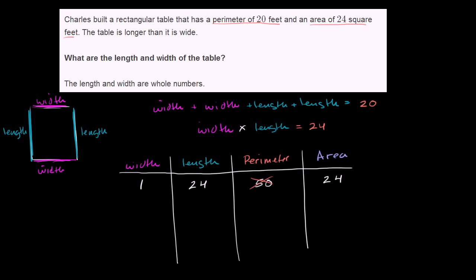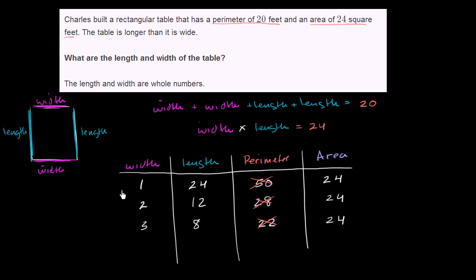Let's try the other factors of 24. It could be 2 and 12. Once again, 2 times 12 is 24. But what's 2 plus 2? It's 4, plus 12 plus 12, so it's 4 plus 24. That's going to be 28. Well, that doesn't meet our perimeter constraint, so that's not going to be right. Well, what about 3 times 8, which is also equal to 24? And what's 3 plus 3 is 6, plus 8 plus 8 is 16, 6 plus 16 is 22. Well, we're getting close, but it's still not a perimeter of 20. So that's not going to be right.